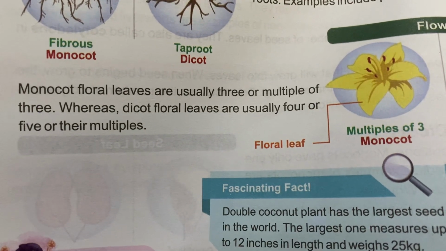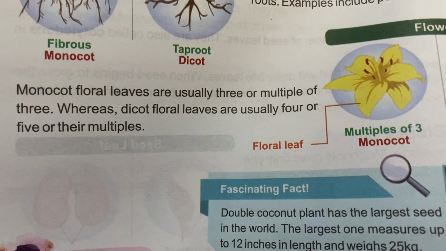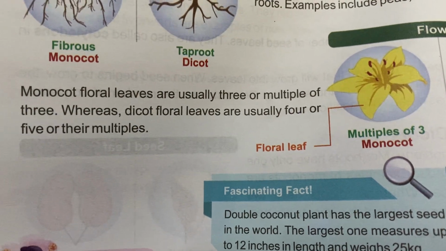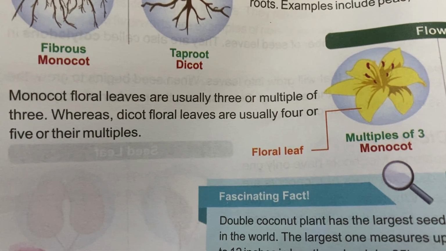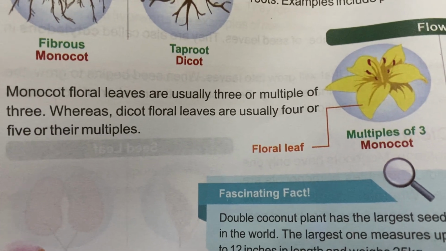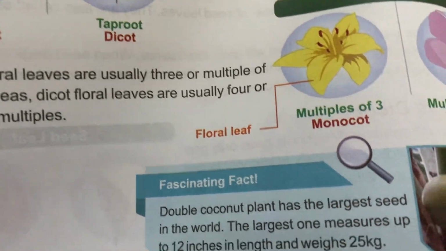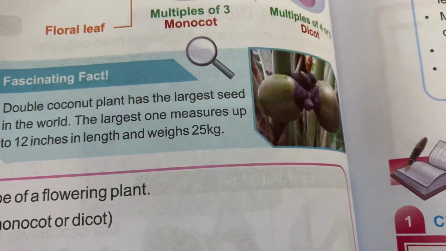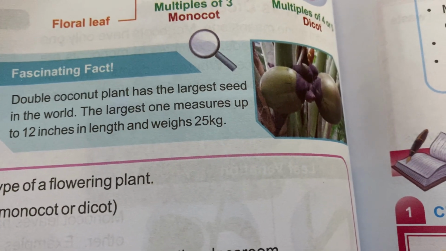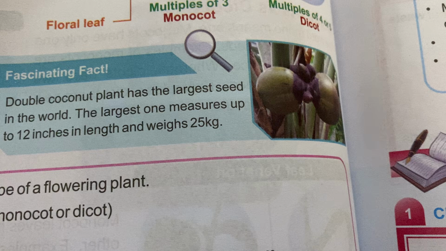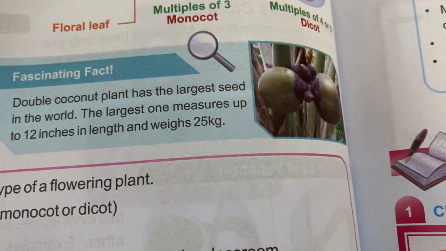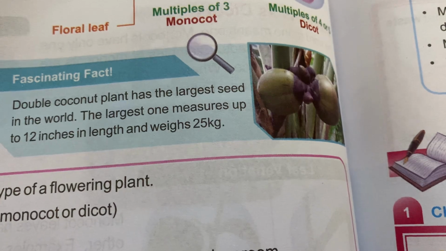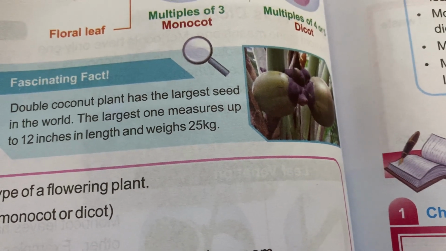Monocot floral leaves are usually three or multiples of three, whereas dicot floral leaves are usually four or five or their multiples. The double coconut plant has the largest seed in the world. The largest one measures up to 12 inches in length and weighs 25 kg.